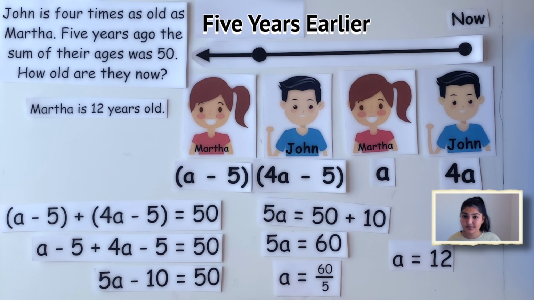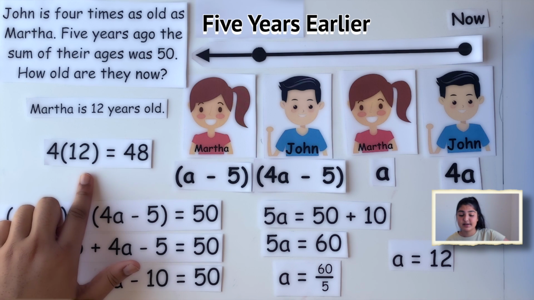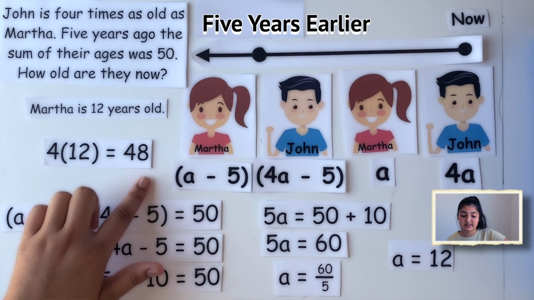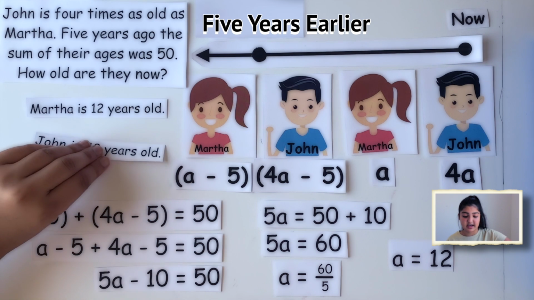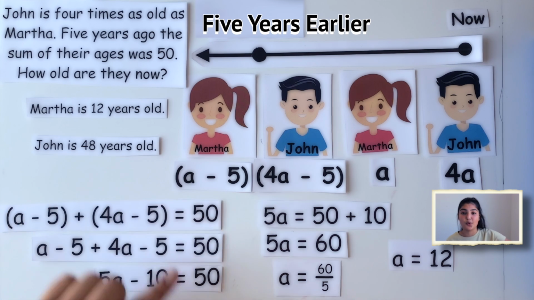But what about John? Well, we assumed that John is 4 times Martha's age, or his age is 4A. And we know A is 12 years old. So, to find John's age, we can do 4 times 12, which gives us 48. That means that John is 48 years old.